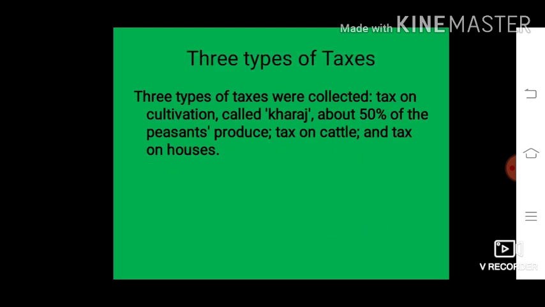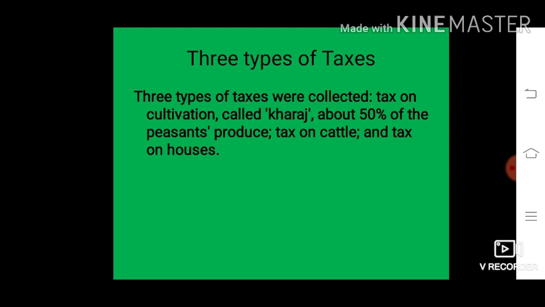Next are the three types of taxes. There were three types of taxes started by Alauddin Khalji. 50% of the peasant produce, whatever the farmers produced, Alauddin Khalji would take. And then there were taxes on cattle, and even taxes on houses. So these were the taxes. The revenue reform made more money available to the king. With the help of the money, Alauddin was able to keep a permanent standing army. He imported horses and paid his soldiers in cash. I hope this is clear.